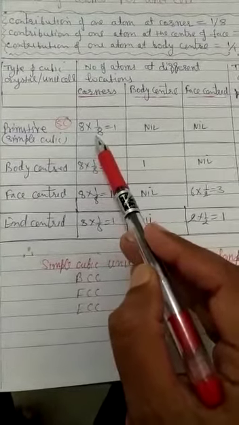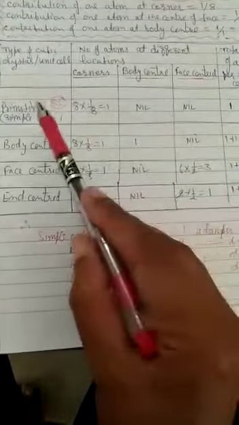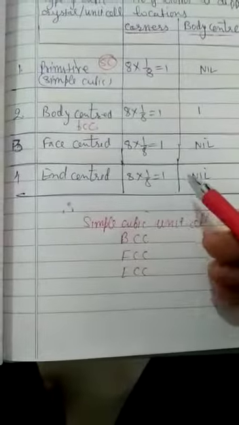At the body center no atom. At the center of the face no atom, nil. So the total number of atoms per unit cell in the primitive or simple cubic unit cell is only 1. This is about the calculation of number of atoms in the primitive unit cell. Now, next one is the body centered unit cell, that is BCC unit cell.